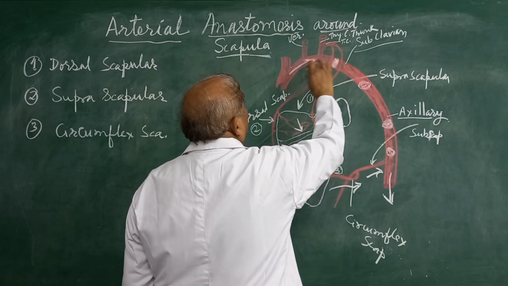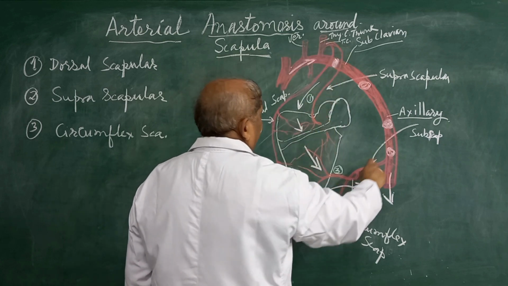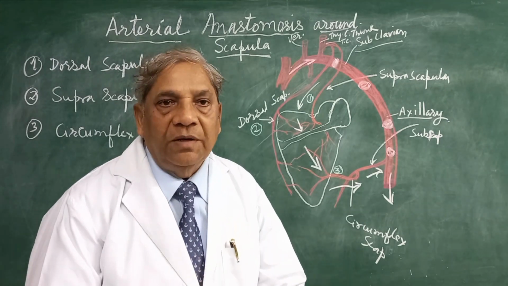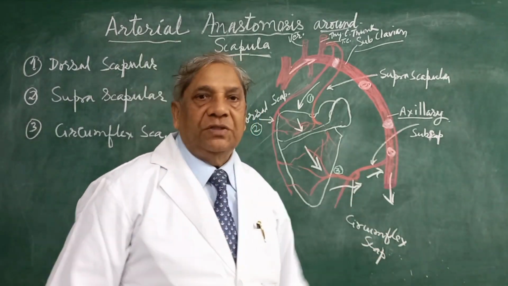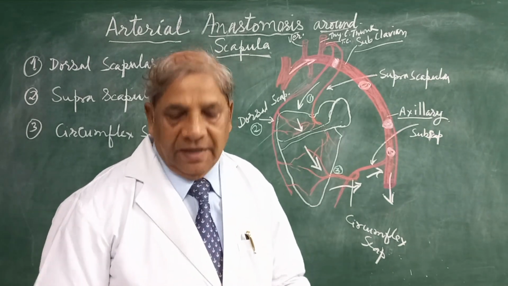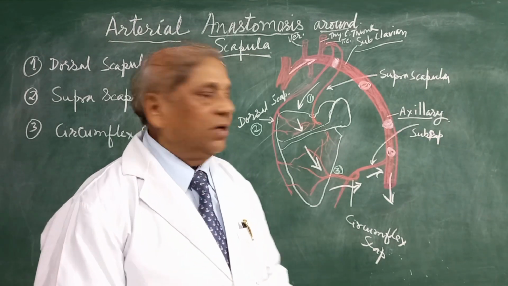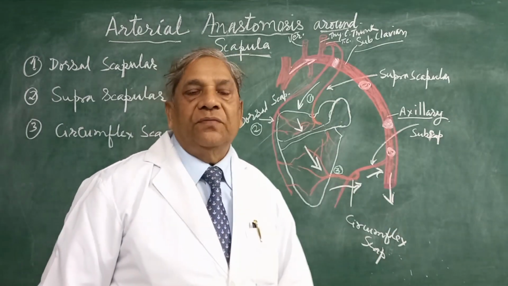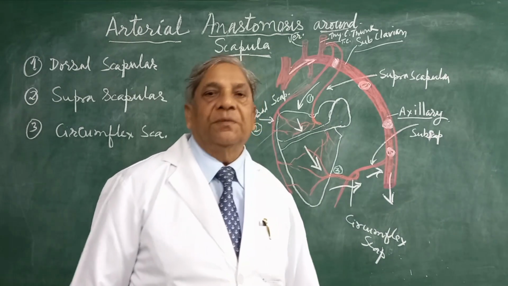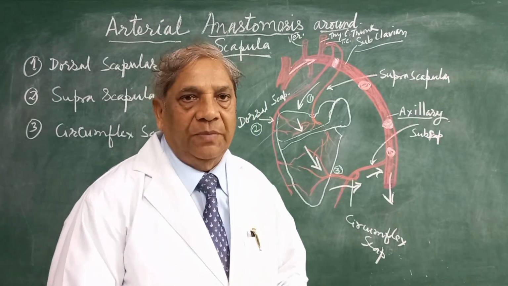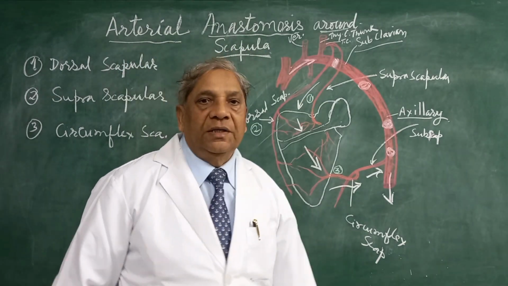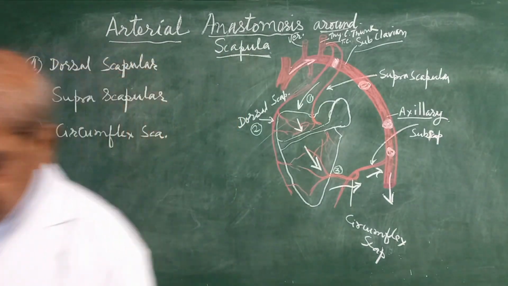Even though the blockage is here, the blood will come here and go to the third part. So there will not be any problem in the survival of the tissue of the whole upper limb if this anastomosis is there, in case of any blockage somewhere between the first part of the subclavian artery and the third part of the axillary artery. So this is the applied importance of the anastomosis around the scapula. Thank you very much for watching this video.